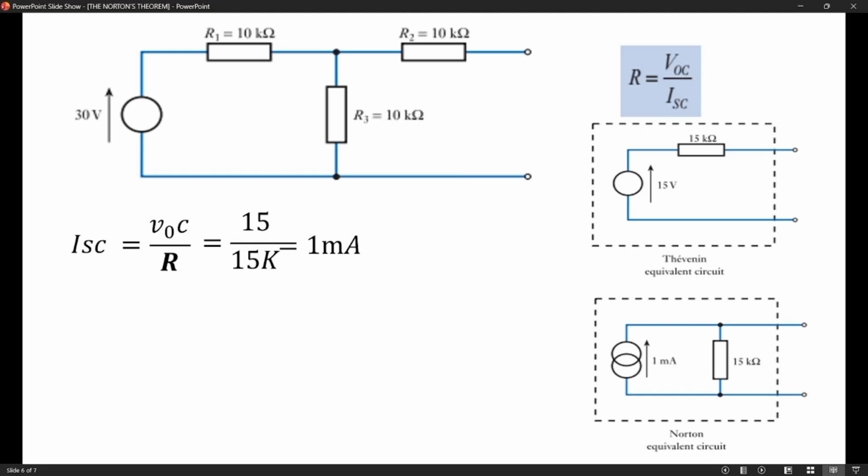And this is how we draw the Norton's equivalent circuit. Also remember, with the Norton's equivalent circuit, the resistor is placed parallel to the current of the short circuit, and in this case we got the current of the short circuit as 1 milliampere. So here's the 1 milliampere, and I hope it's very simple for us to understand.